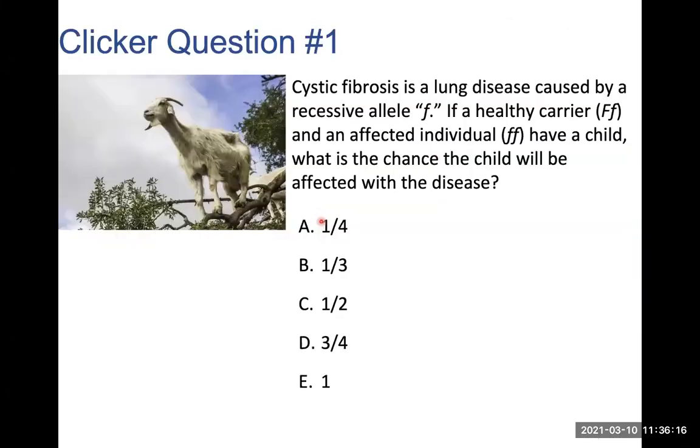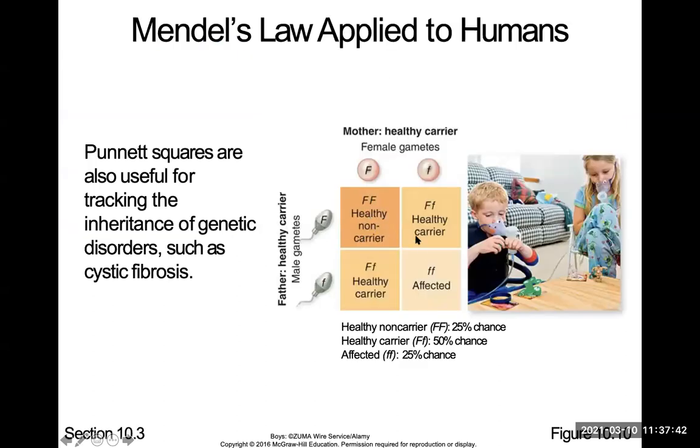I think I might have a question for you guys. I want you to do the Punnett square and tell me the answer to this question. Now pause the recording. I'm going to give you a minute to do this. Okay, so yes, the answer is C. I think it's the same Punnett square. So you have healthy, big F, little f, and then the affected, little f, little f. No, this is a different one. In this case, you had big F, little f, and then you had little f, little f. So that would give you a 50% chance for that.